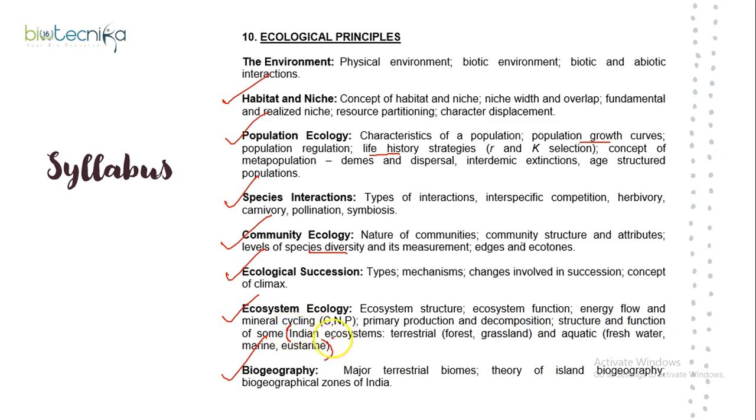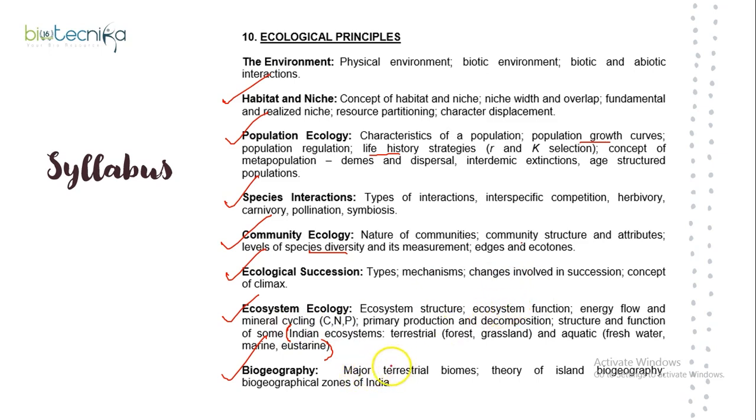Now, if you are falling short of time, you can skip this part, okay, if you wish, because there are very few questions which have come so far from this section. Most of the questions are concerned about the ecosystem structure, energy flow, and the mineral cycle, all of this, okay, because there are a lot of concepts that need to be understood here.